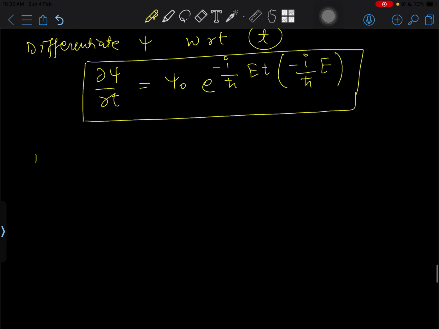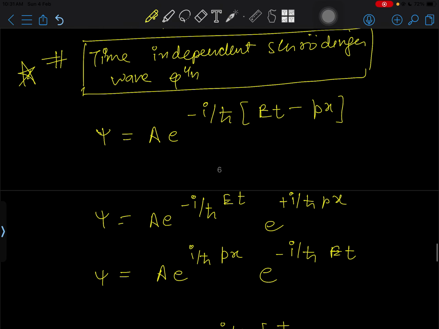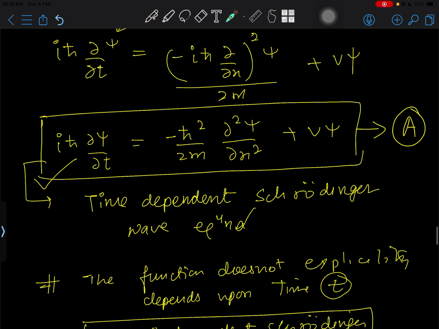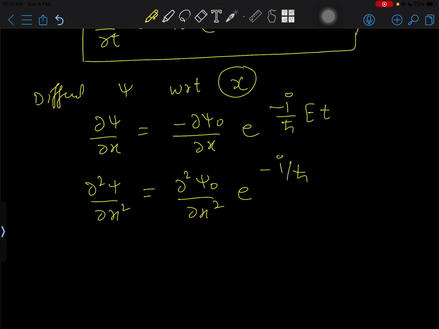So now differentiate psi with respect to x. So we get del psi over del x is equal to del psi naught upon del x e to the power minus i upon h cut Et. But in this particular relation of the time dependent Schrodinger wave equation, we have the second order derivative of psi with respect to x. So we need to differentiate it again. So del square psi over del x square is equal to del square psi naught upon del x square e to the power minus i upon h cut Et.